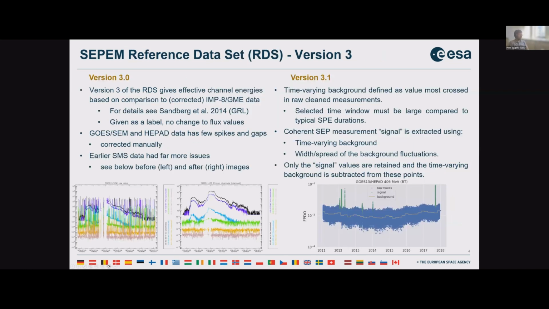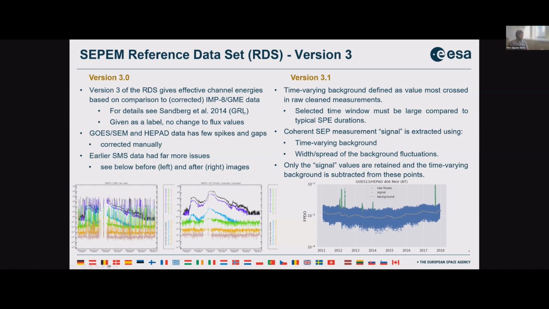So the reference data set version 3 is the one we are releasing now. We've been trying to release it for a year or so, but because of backlog in our project, it's taken a bit longer, and we wanted to also get it right. So version 3.0 is really just the cleaned data, so the removal of the fluxes, and then we stamp this with what we call the effective energies.